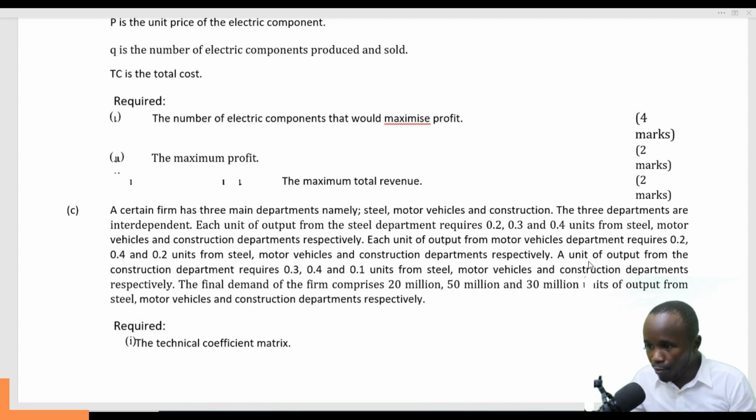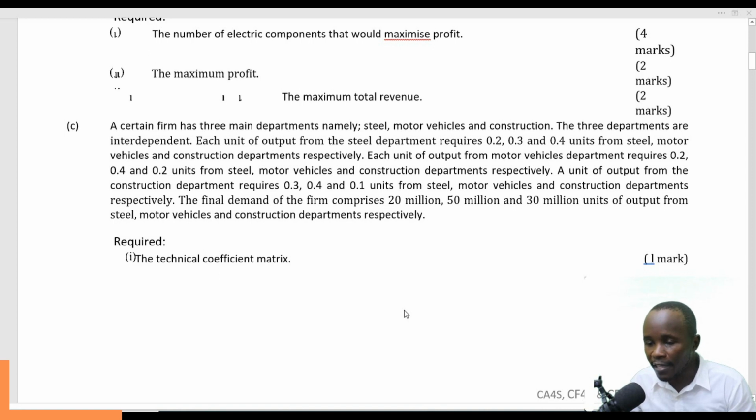A unit of output from construction department requires 0.3, 0.4, and 0.1 units from steel, motor vehicle, and construction department respectively. The final demand of the firm comprises 20 million, 50 million, and 30 million units from steel, motor vehicle, and construction department respectively. The first question is required: come up with the technical coefficient matrix.